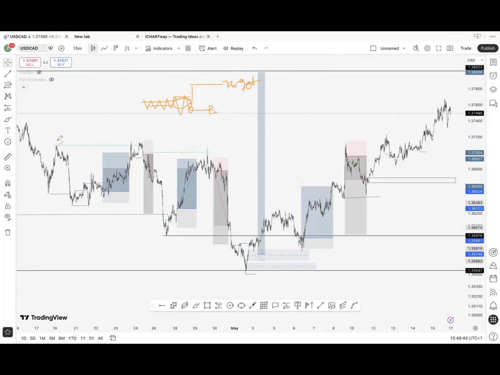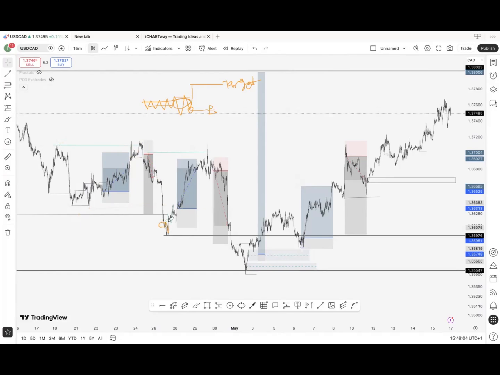Okay, then what happens again? Okay, it took out this high, and then we have another accumulation, we have a manipulation, the market takes this low, we had a pullback into this range, and then we had a sell. And the market takes out this low, also took out one external right here.